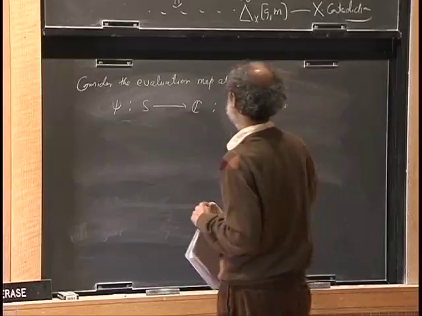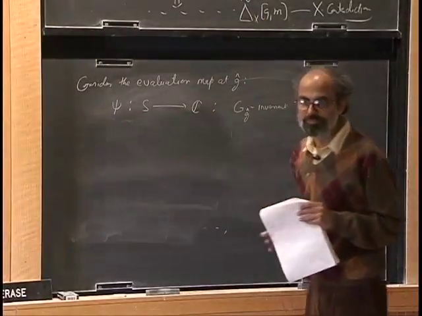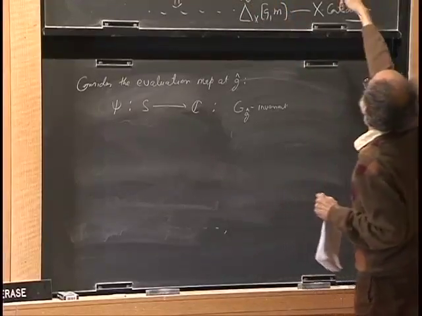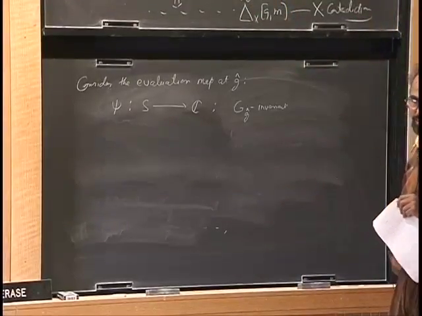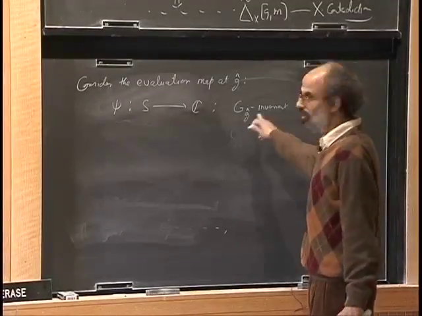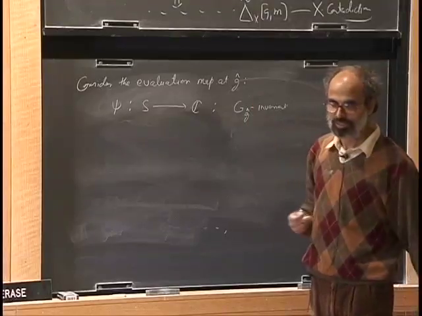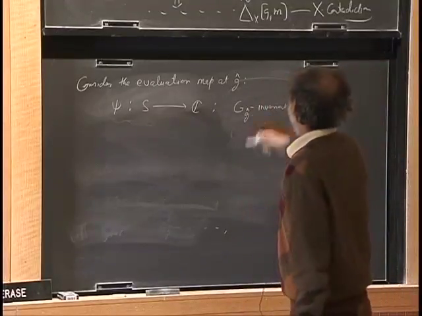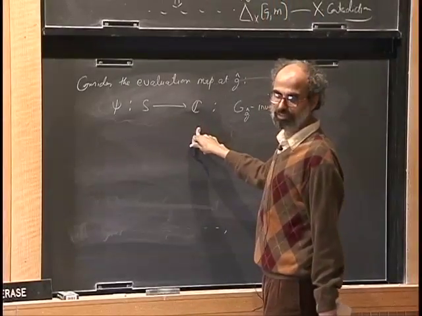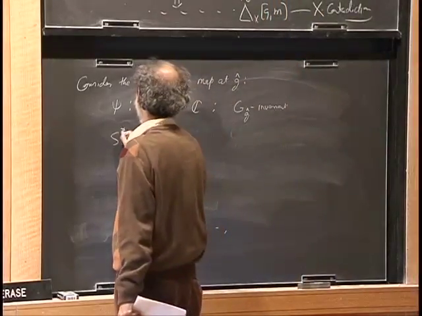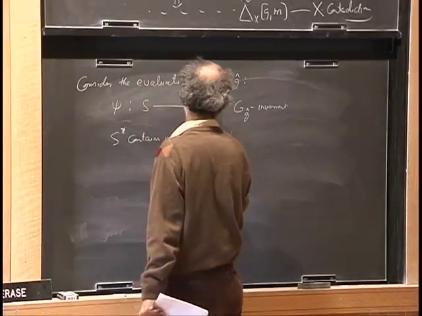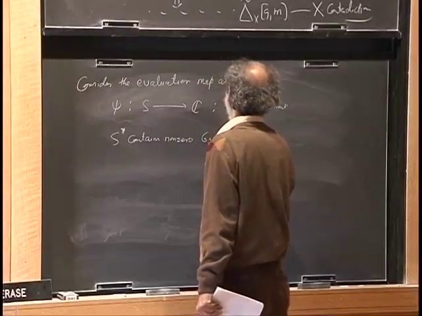What is the evaluation map? Given any function on S, you think of it as a function on this g hat and just evaluate it at g hat. Now obviously that is g hat invariant, because the g hat stabilizes that point. And this says that S is not identically 0 there, so this is a non-zero invariant. So it means that S star contains a non-zero g hat invariant.